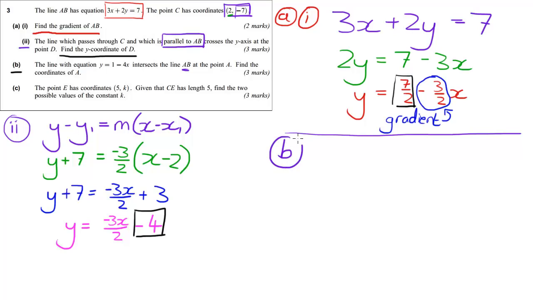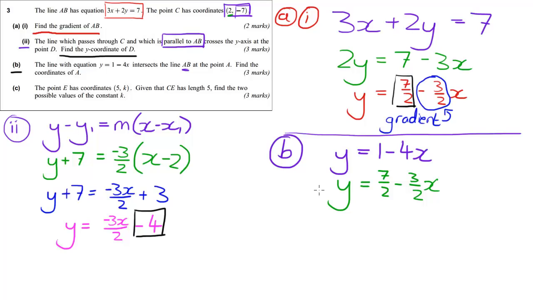So the line with equation y equals 1 minus 4x intersects this line. So we've got intersecting lines, so we're going to have simultaneous equations, or at least I think we're going to have simultaneous equations. Let's draw a line here. So question B here. So we have y equals 1 minus 4x, and then we're going to have the line AB, which is up here. So let's write that in as well. So let's have y equals 7 over 2 minus 3 over 2x.